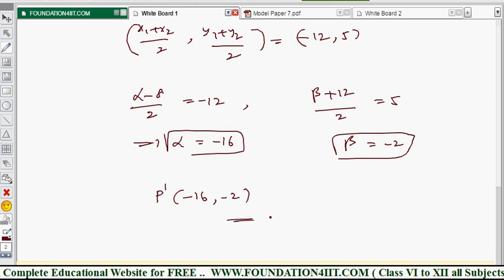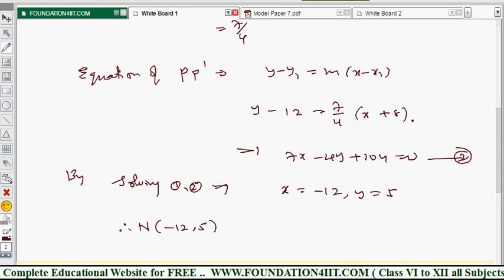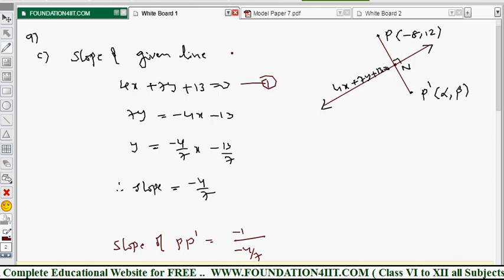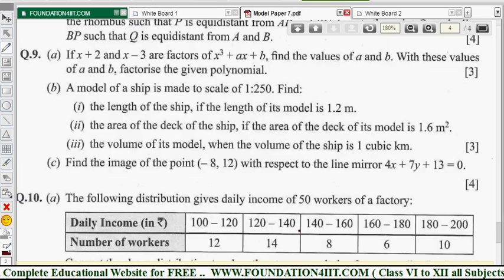We should solve in this way. Only by making the equation and solving, we'll get the N value. After getting N, you should apply the midpoint formula for this. This is the problem we can solve in this way. And next, let us see the next problem and solve it.